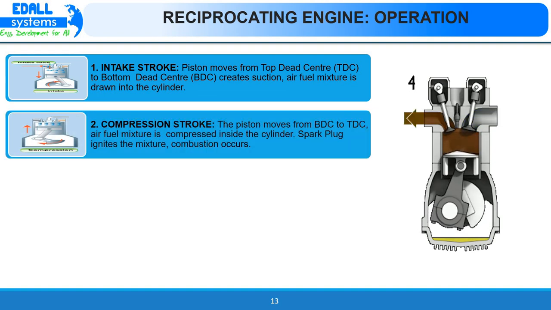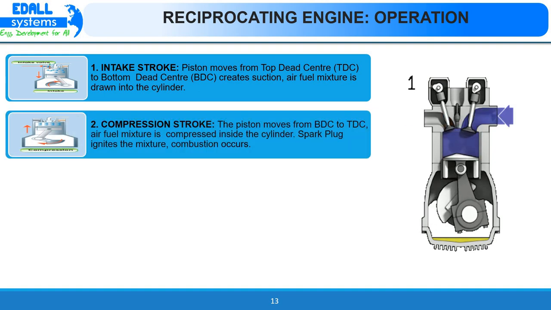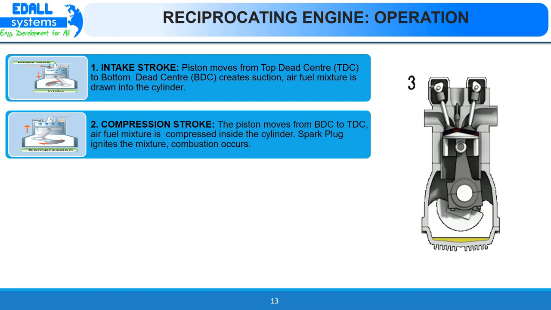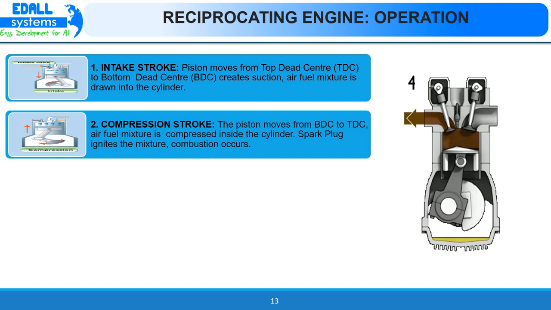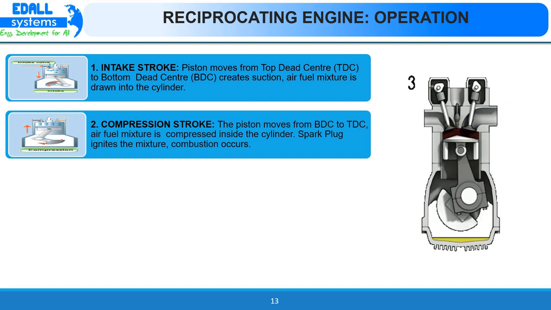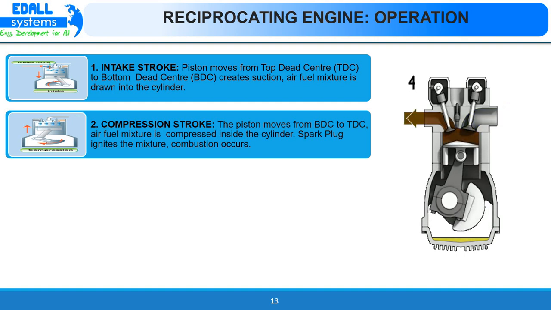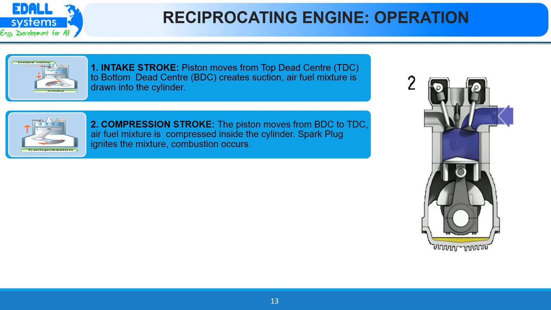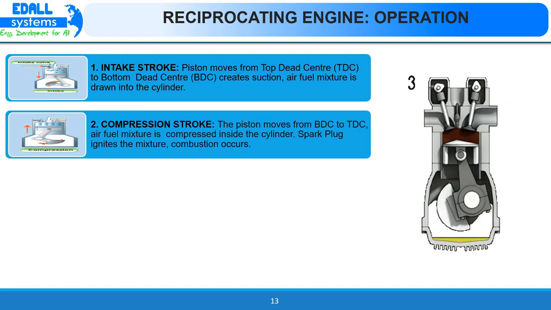Next is the compression stroke. During this stroke, inlet and exhaust valve remain closed. Piston moves from bottom dead center to top dead center, and the air fuel mixture is mixed and compressed. Spark plug ignites the mixture and combustion process takes place.